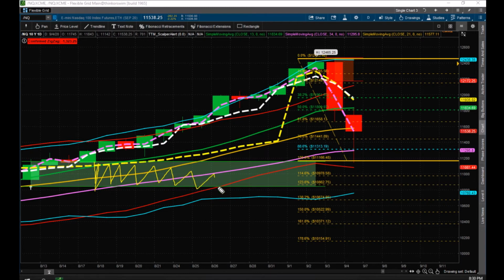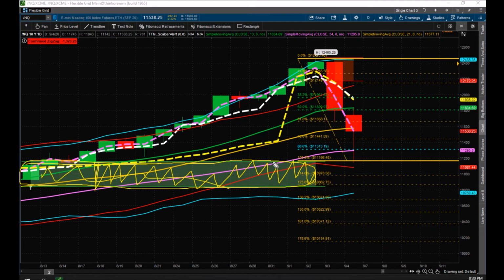Luis, where do you get that support? How do you draw that? Where do you reference, where are your points? It's this whole green area, the cloud. Oh, that's a custom indicator. Okay, I got it.